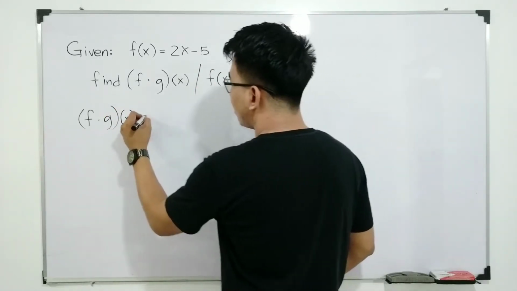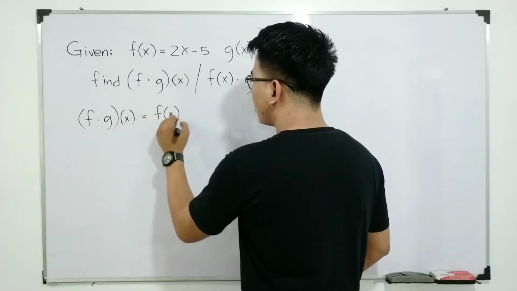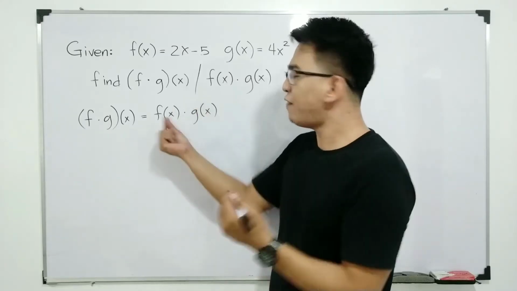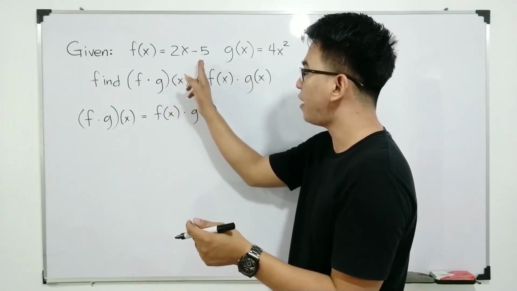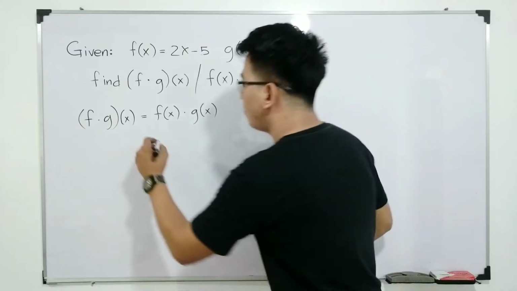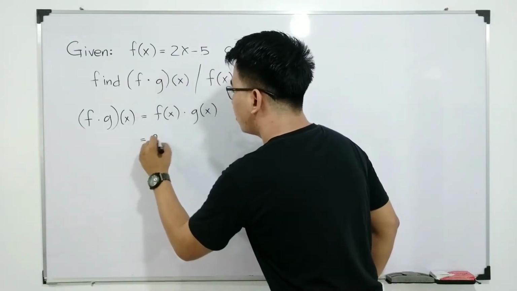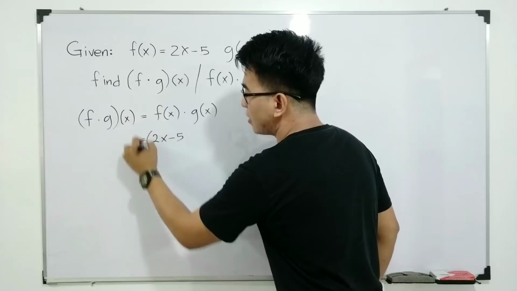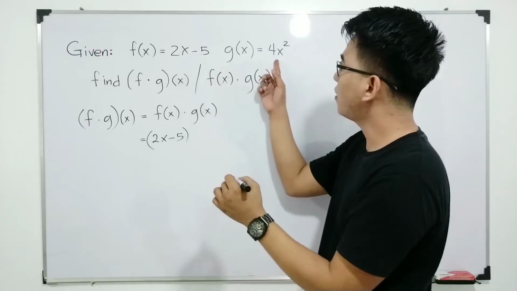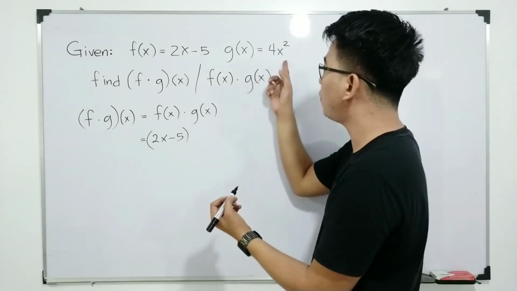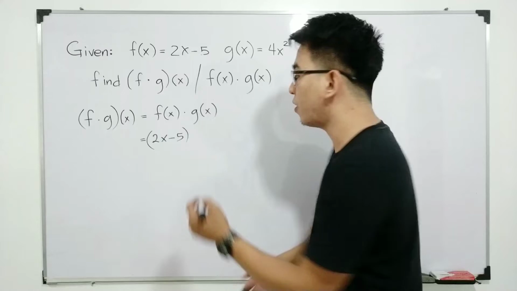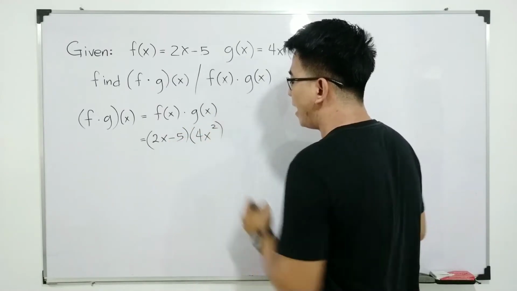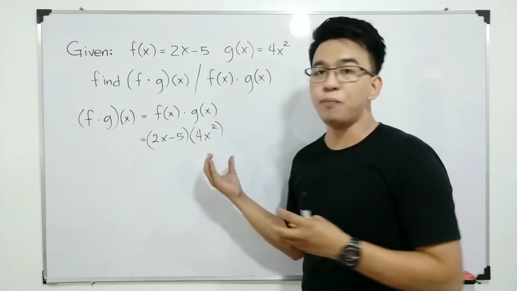one is the same as f of x times g of x, wherein since yung f of x natin is equal to 2x minus 5, you will replace f of x by the binomial 2x minus 5. So you will enclose this by parentheses, and you have here the function g, which is equal to 4x squared. Since multiplying yon, you will enclose your 4x squared by parentheses. Pero, medyo awkward yung position nito, guys.